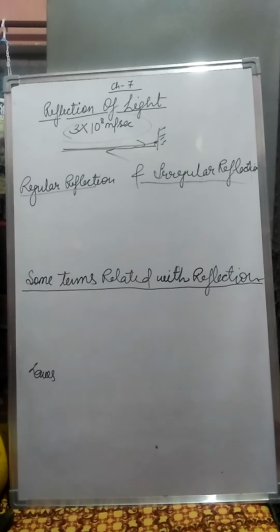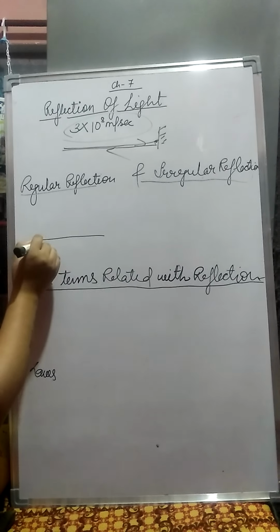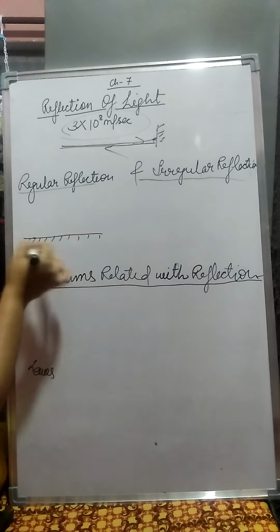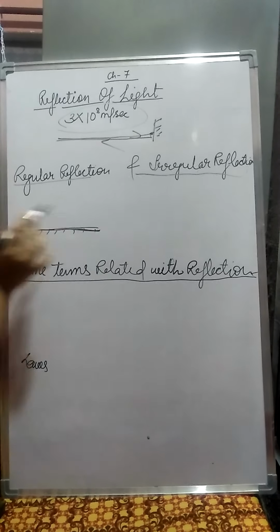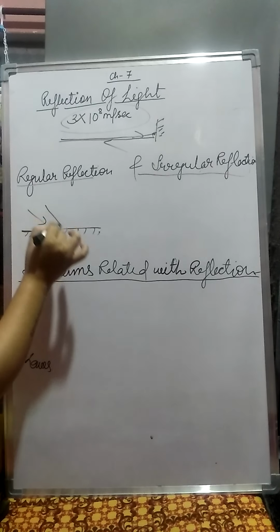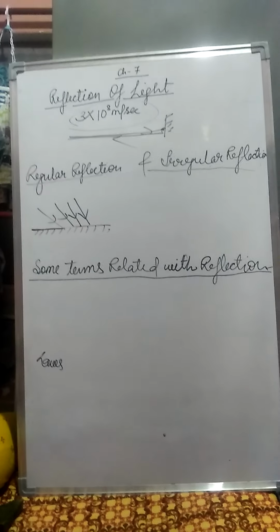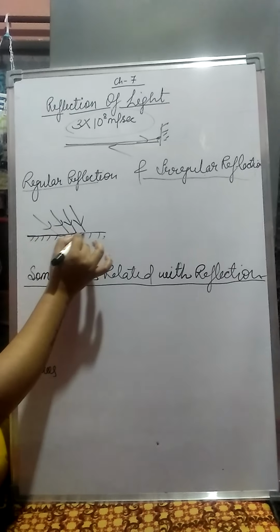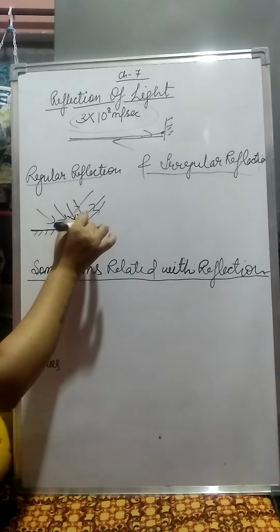Regular reflection is when this bounce back takes place from a smooth or polished surface, like a plane mirror, which is polished from one side and has a shiny or smooth surface on the other side. When the incident light rays fall on the polished or smooth surface, then regular reflection takes place. In regular reflection, when a parallel beam of light falls on the smooth or polished surface, then after reflection, all the reflected rays are parallel with each other.